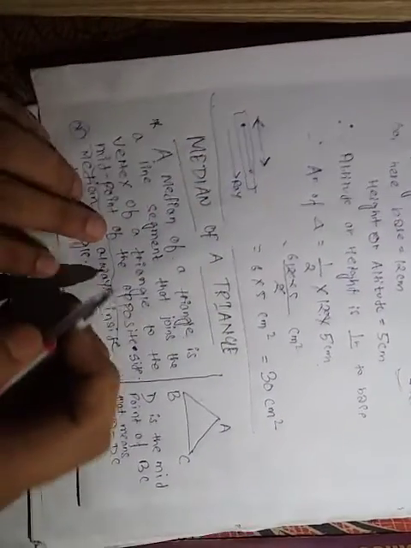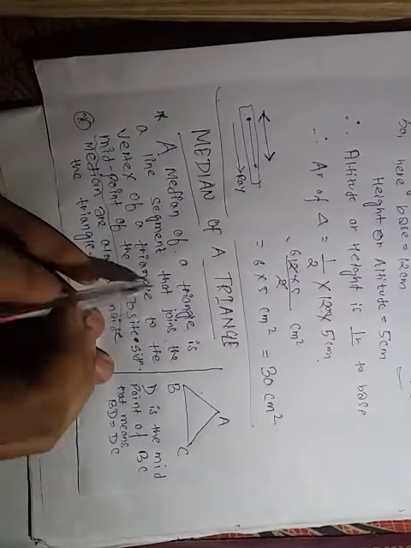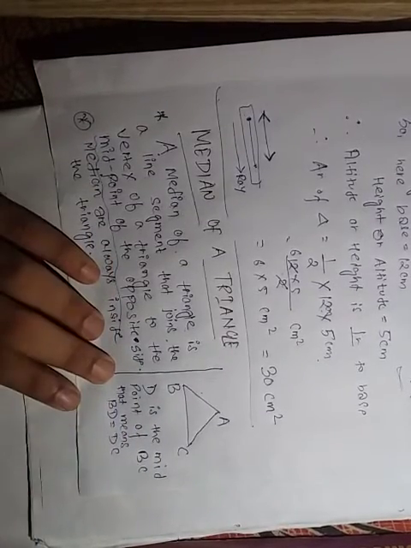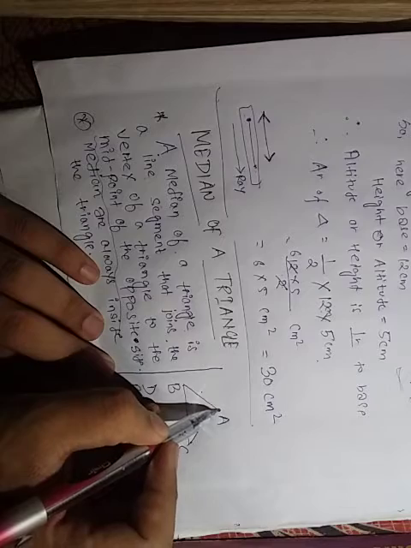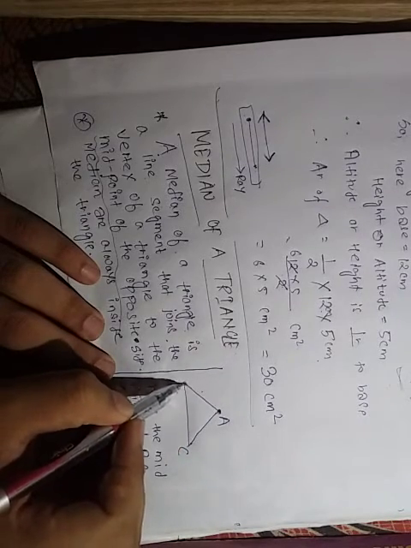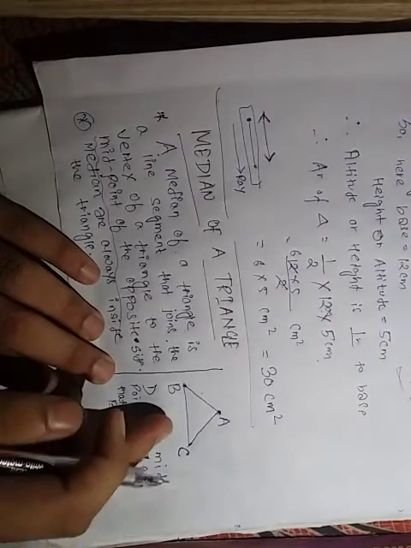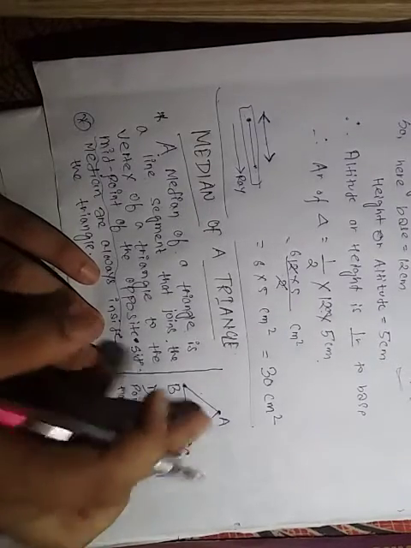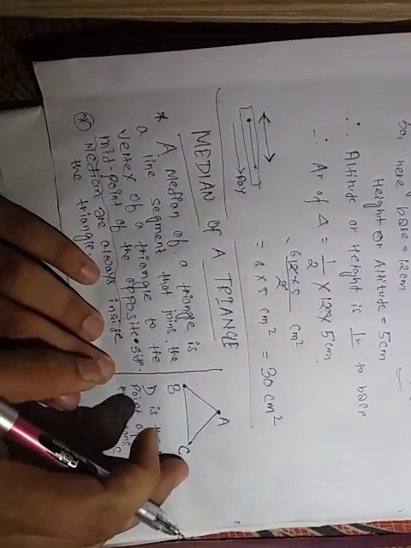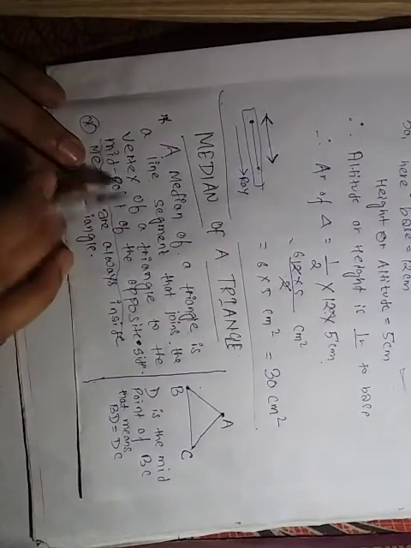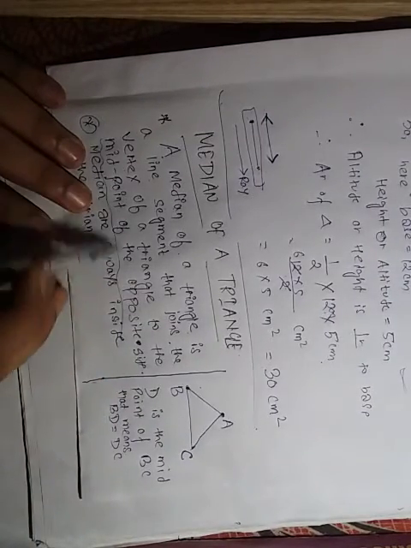Now they are saying that it joins the vertex. What do we mean by vertex? This A is a vertex, this B is a vertex, and this C is also a vertex. That means in a triangle there are three vertices, that joins the vertex of a triangle to the midpoint of the opposite side.